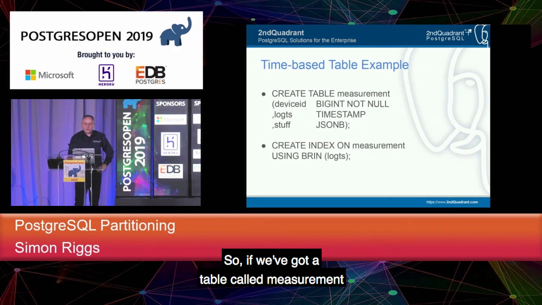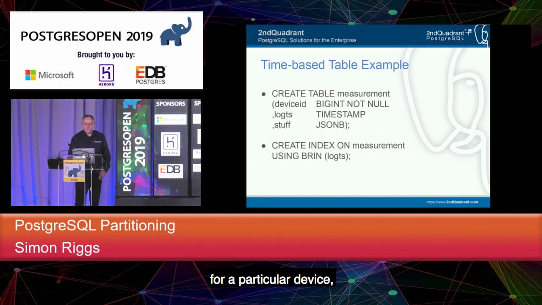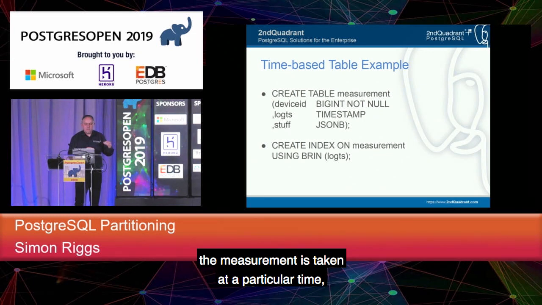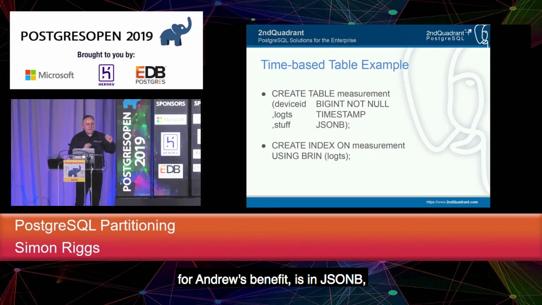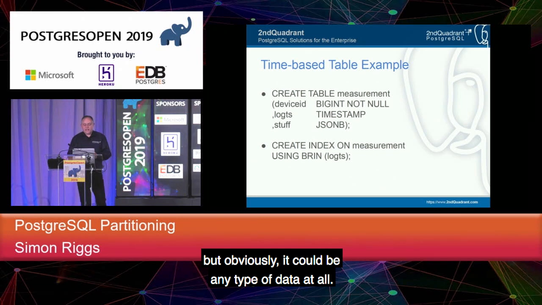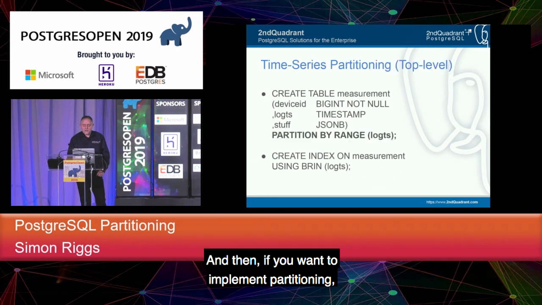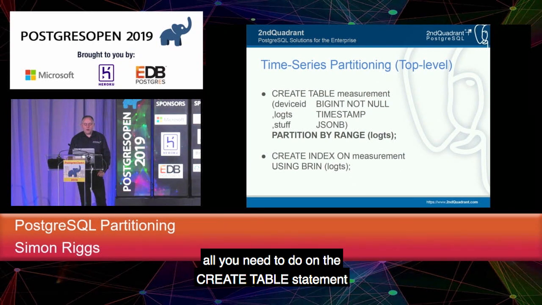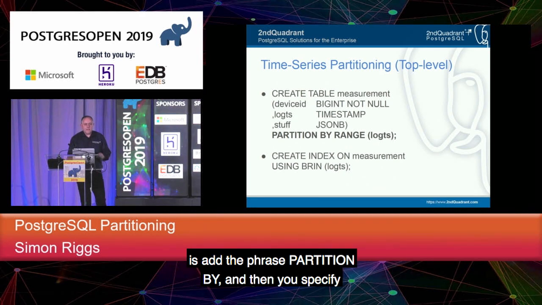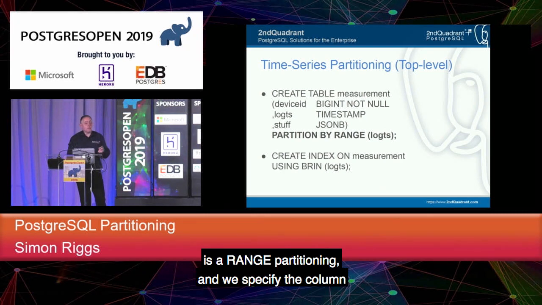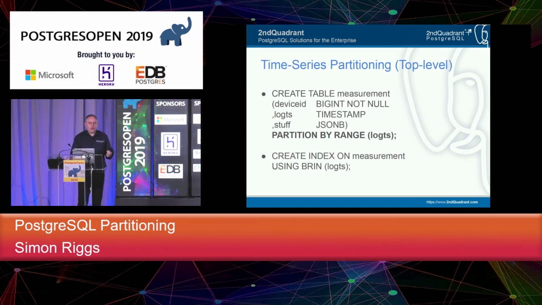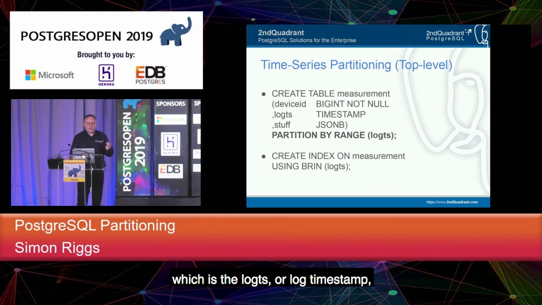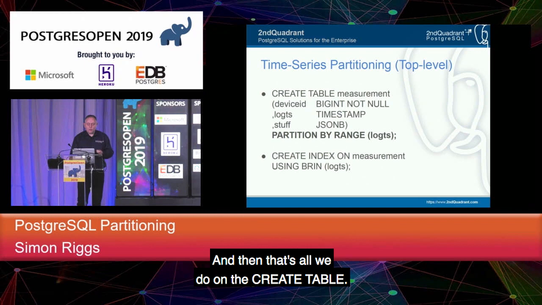So here I go. If we've got a table called measurement that is going to take a load of measurements for a particular device, the measurement is taken at a particular time, and there's a load of stuff that, for Andrew's benefit, is in JSONB, but obviously it could be any type of data at all. And for my benefit, I've added a BRIN index just to show how easy that is. Then if you want to implement partitioning, all you need to do on the create table statement is add the phrase partition by, and then you specify the type of partitioning you want, which in this case is range partitioning, and we specify the column that contains the ranges of values that we're looking for, which is the log timestamp column. And that's all we do on the create table.